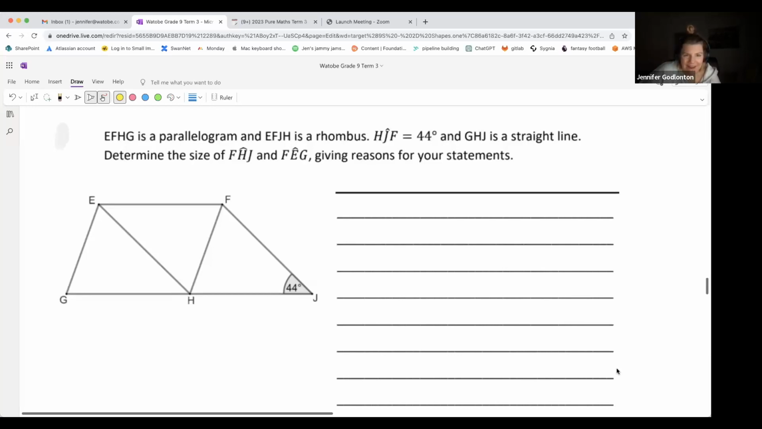EFHG is a parallelogram and EFJH is a rhombus. They're telling us that this angle here is 44 degrees. They're also telling us we're dealing with a straight line. That just helps us to know which ones would be equal to 180. And we are having to solve FHJ, which is this angle over here. I'll put an X there for you. And FEG is this big angle over here, including that whole thing. Those are the two angles we're trying to solve.